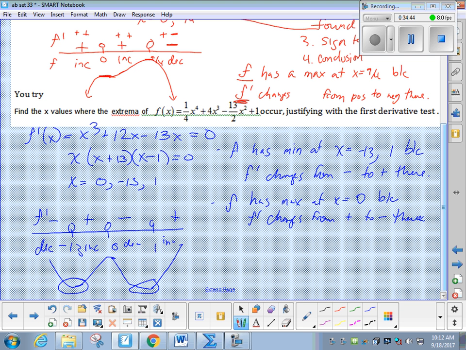Okay, cool. That's about what the first derivative test should look like. You just read the first derivative test. Yes? Can we combine the two conclusion statements and then just say that this f prime changes sign?